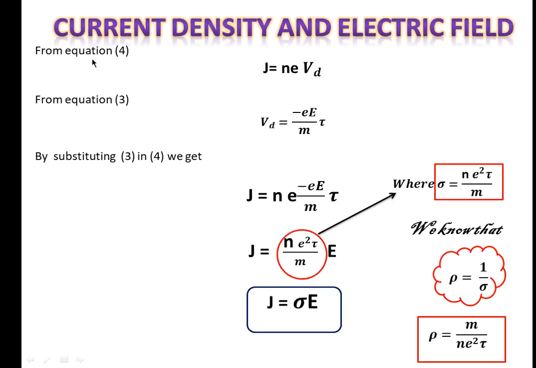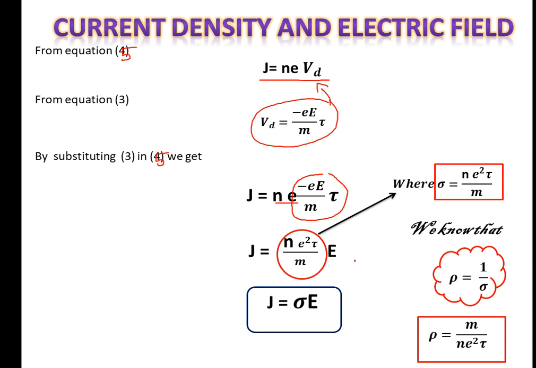Now the next one. From equation 5 we know that J is equal to n e v_d. And from equation 3, that is the drift velocity, we know that v_d is equal to eE by m into tau. Now what we are going to do is substitute the value of the drift velocity in the current density. So I'm substituting this value over here. Could you see that ne remains the same? Instead of v_d, I substituted this value over here.